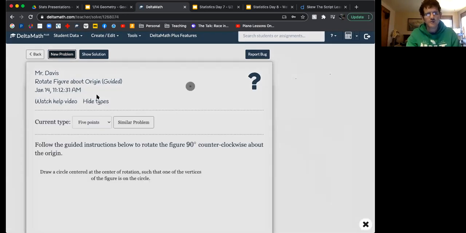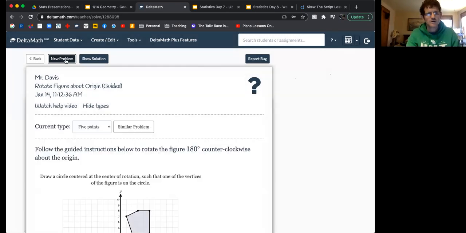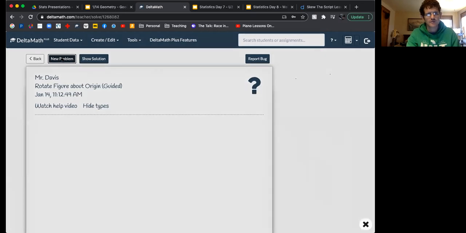So let's find a 180-degree rotation. 180, I don't want 5 points though. Dang it. So it'll just take me a second to load one up.